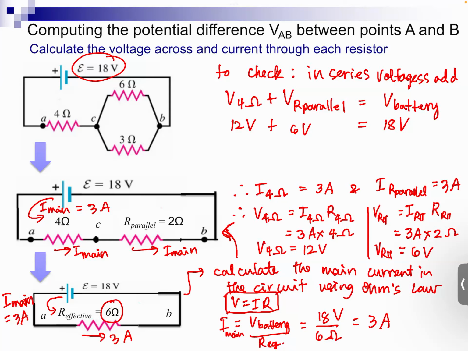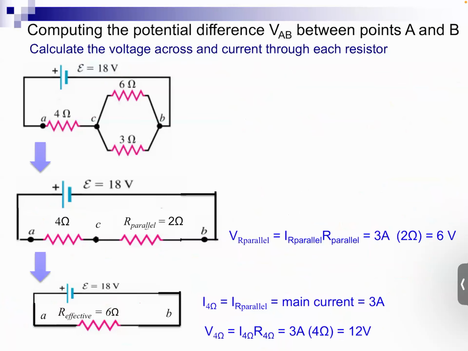Good, happy with that? Right, so I'll use a fresh page. What we have now determined is the current through the 4 ohm resistor, which is also equal to the current through the parallel resistor, and the voltage of the 4 ohm resistor. So we've already calculated the currents and the voltage of this 4 ohm resistor here. We now want to calculate the currents and the voltages for the 6 ohm and the 3 ohm resistor.